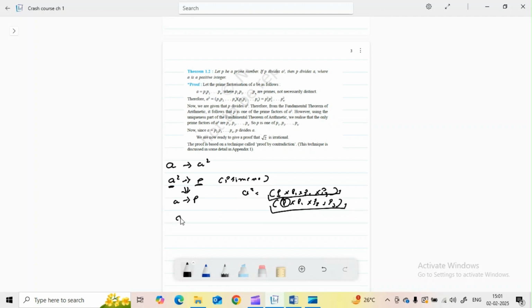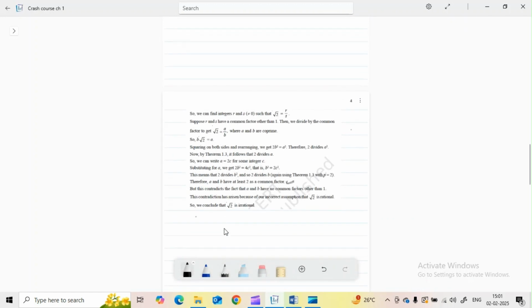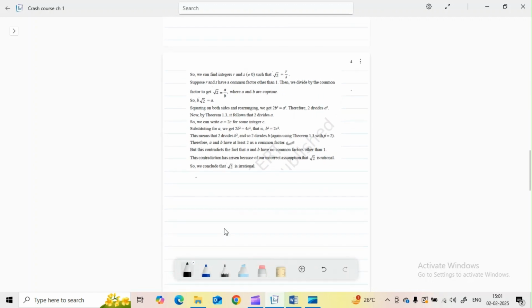So what does it indicate? That if a square is divisible by p, it implies that a should always be divisible by p as well, while p is a prime number. Based on that, we can look at the example of rational and irrational numbers.